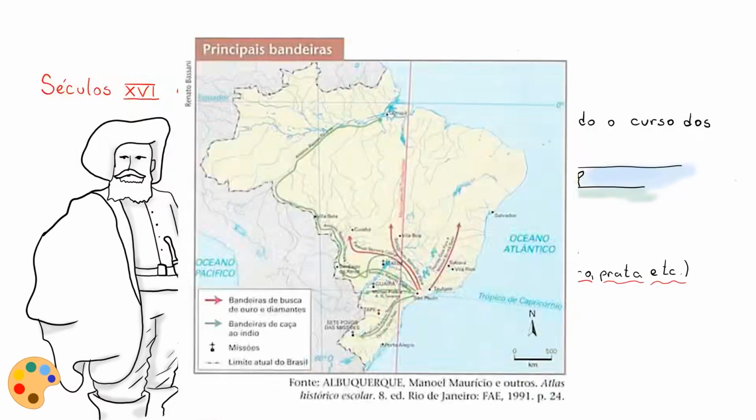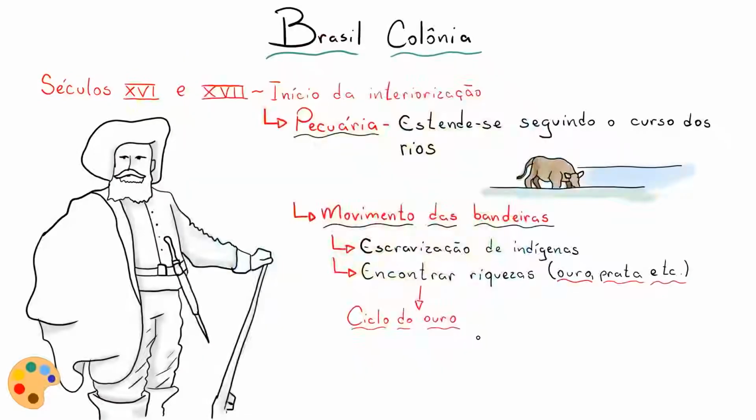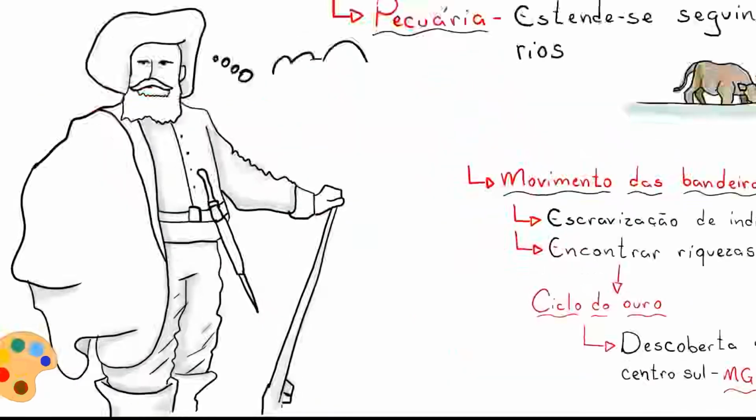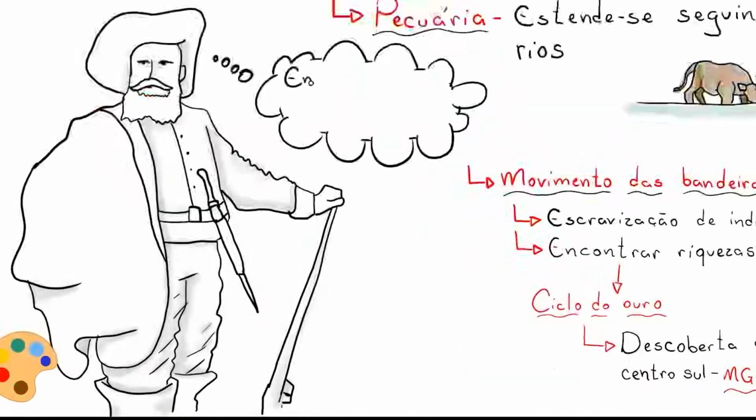These riches were found, discovered here in Brazilian territory, mainly in the central southern region, which is now Minas Gerais, Mato Grosso, and Goiás. And here we have the beginning of the so-called gold cycle, which was nothing more than the exploitation of these riches, and the beginning of the settlement in the country's interior.